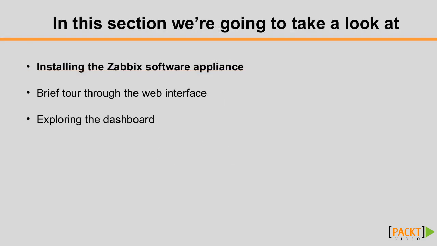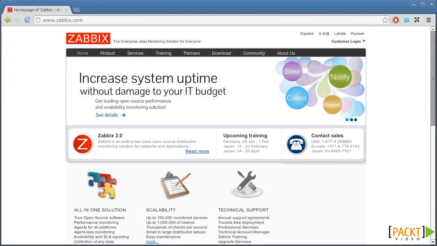In this first video I will show you the fastest way to get a working Zabbix installation. Installing Zabbix isn't exactly hard, but it takes a few extra steps. So let's start by using the Zabbix software appliance. A software appliance is a prepared disk image that you can use with your favorite virtualization software.